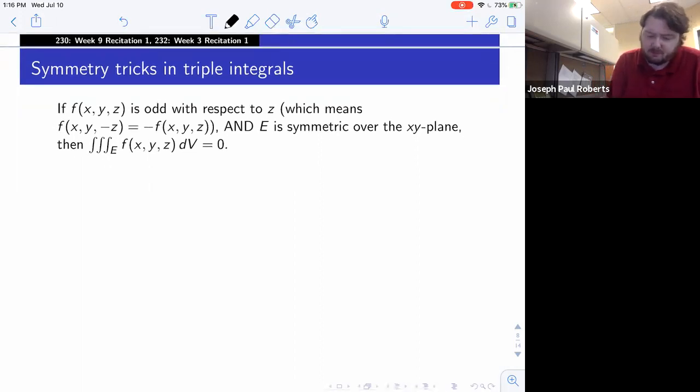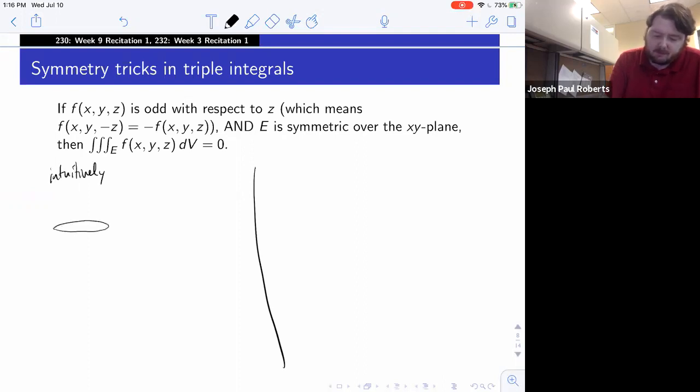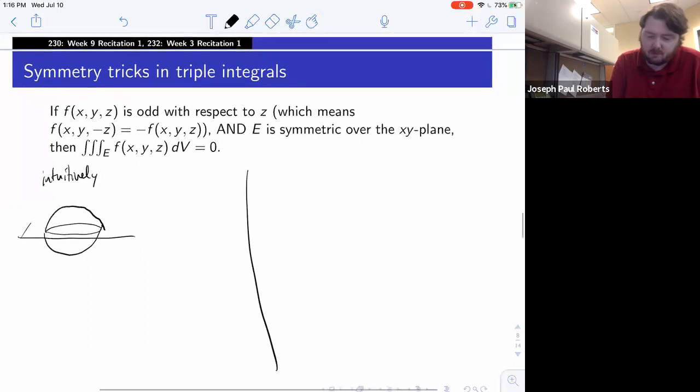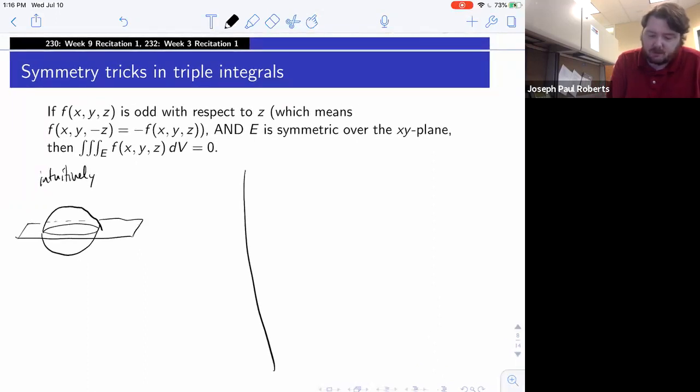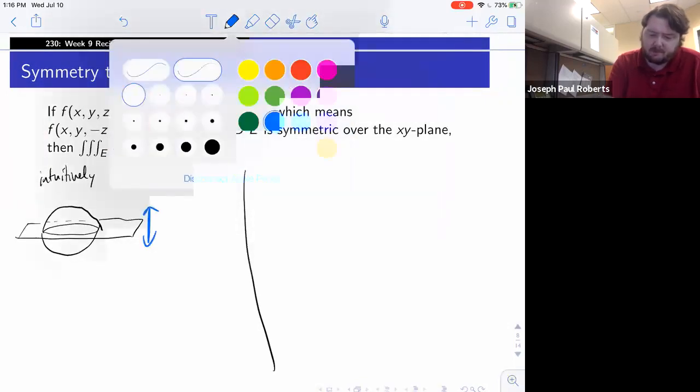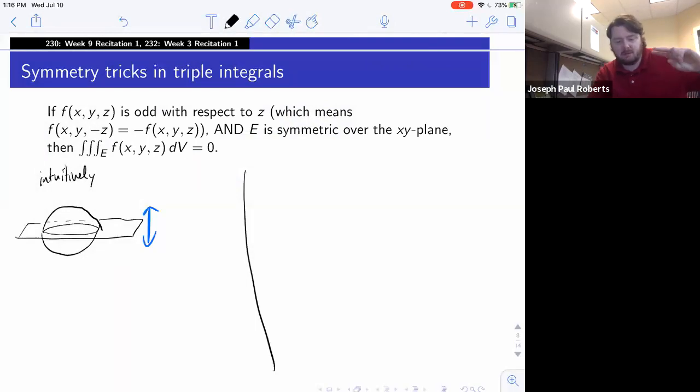So intuitively, if I think about what's going on here, you can't really think about this as mass density, because mass density is never negative, but maybe you can think about this as some sort of charge density. A charge, of course, is allowed to be negative. So anyway, let's say we have our symmetry over the xy plane. When you flip the solid region E upside down, you get the same thing.